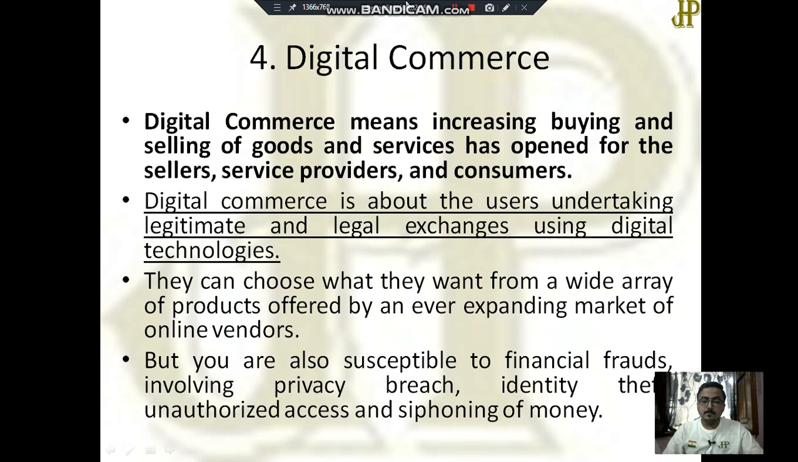But if there are positive advantages of digital commerce, there is another flip of the coin, that is financial frauds involving privacy breach. Your personal information can be saved by the sites. Identity theft, unauthorized access, that should be taken care of by the digital commerce site.